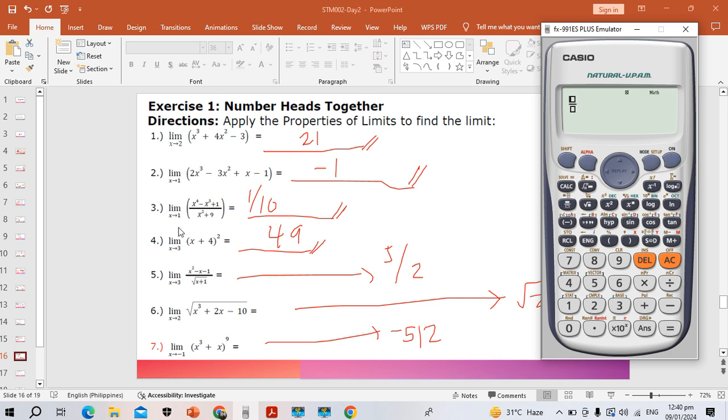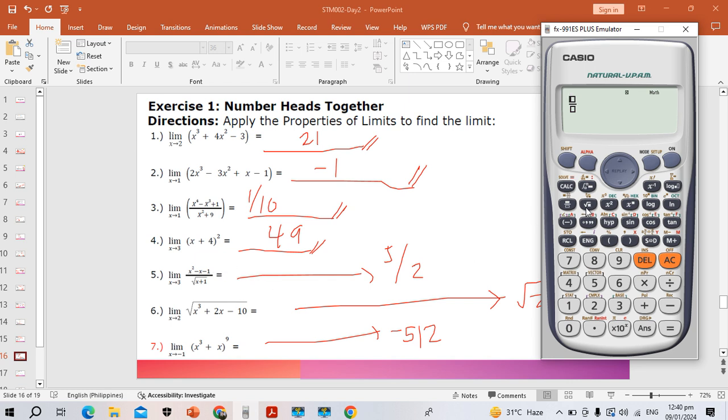And next, we have number 3. So, hindi ko na i-calculator yan. 1 minus 1 plus 1 is cancel na kasi x lang naman yun. Wala siyang numerical. 1 minus 1 is cancelled. Then plus 1 is 1. X squared is 1. 1 plus 9 is 10. Kaya number 3 is 1 all over 10. Hindi ko na i-calculator yung number 4. Si 3 plus 4 is 7. 7 raised to 2 is 49.